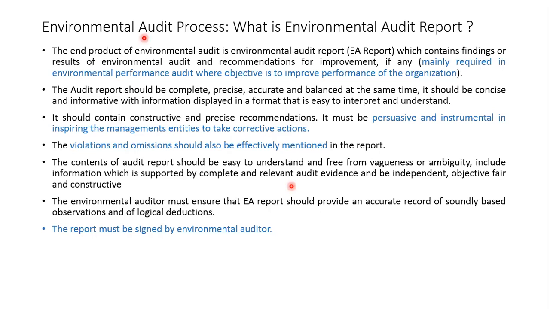Okay, so the end product of the environmental audit is a report that contains findings or results of the audit and recommendations, if any are required, mainly in the environmental performance audit, where the objective is to improve the performance of the organization. In some cases, when the purpose is to improve the performance of the organization, at that time this recommendation will be there. Otherwise, they don't give such a recommendation. They just tell what is there. Okay. The audit report should be complete, precise, accurate, and balanced. At the same time, it should be concise and informative, with information displayed in a format that is easy to interpret and understand.